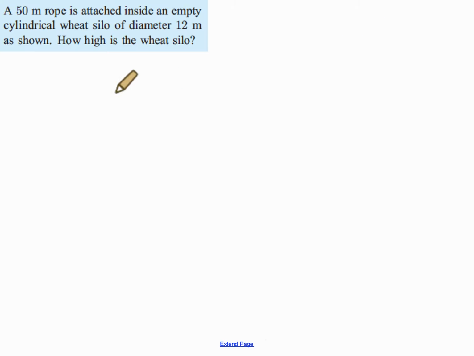A 50 meter, this is pretty straightforward. A 50 meter rope is attached inside an empty cylindrical wheat silo of diameter 12 meters, as shown. I did not show it because we need to be able to draw these things. How high is the wheat silo?